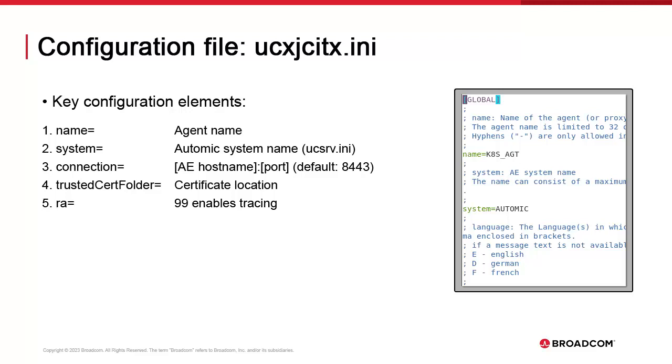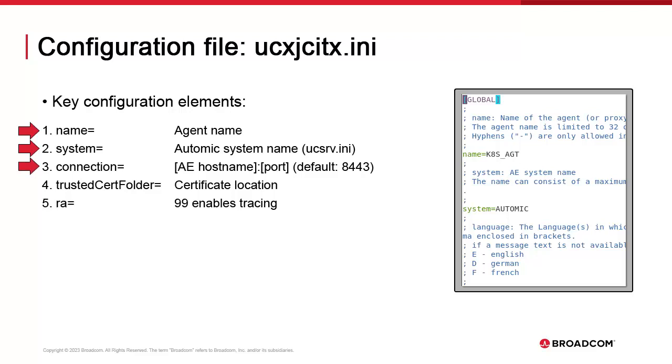Users should be familiar with this. Name equal is the agent name. It's assumed that you've developed a consistent naming convention. This is the name as it will appear in AWI, Service Manager, and elsewhere. Some special characters like carets are not accepted, and simply naming it Kubernetes is not possible either. System equal is the name of the Automic system. It should match the engine's ucsrv.ini file. This is true for all agent types.